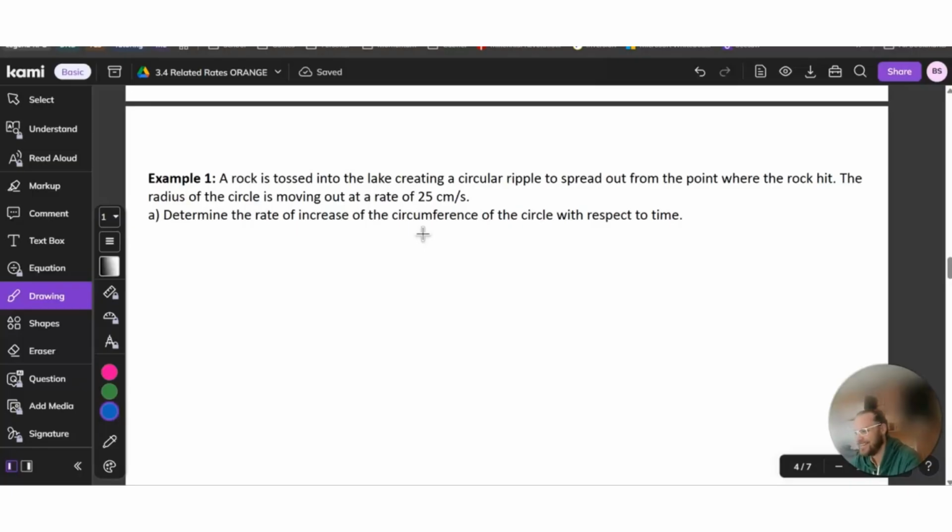That's my R prime, because it tells me that the radius of the circle is moving out at a rate of that. If it's moving out, is it getting bigger or smaller? Bigger, so it's positive. Determine the rate of increase of the circumference. Okay, so that means that I need to know the circumference. What is the circumference of a circle?